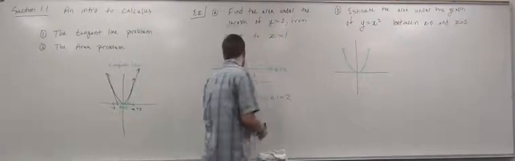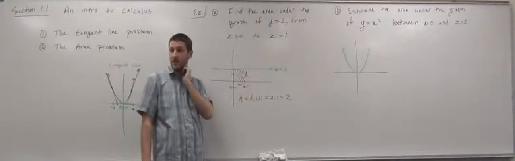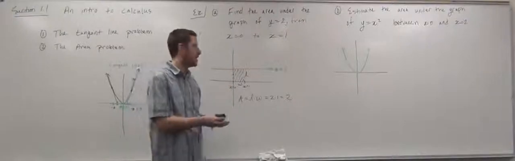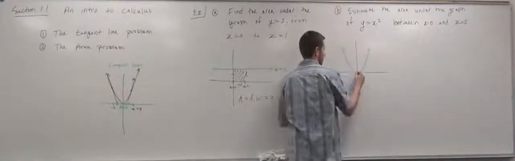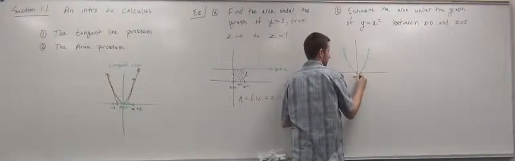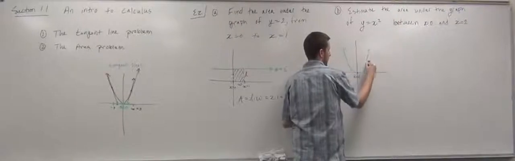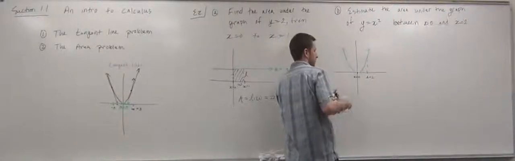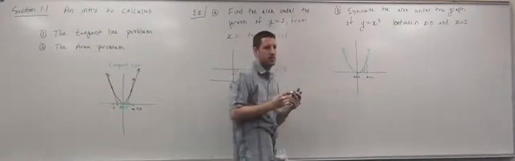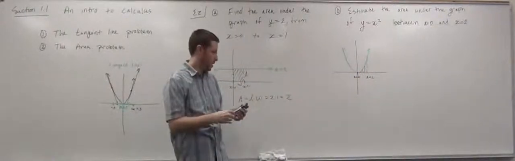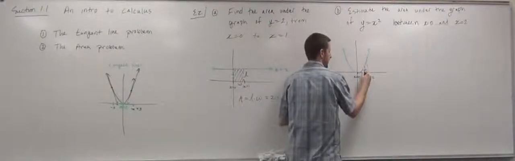I'm going to say, you know what, I'm too dumb to know the area of a triangle. All I know is the area of a rectangle. So I'm going to make a terrible estimate at the area under this guy. This is between 0 and 2. Here's x equals 0. Here's x equals 2. Here's the area I care about, right here. I'm going to make an incredibly crappy estimate by using rectangles.